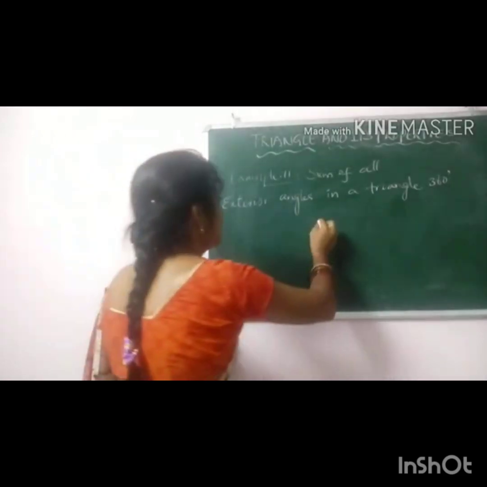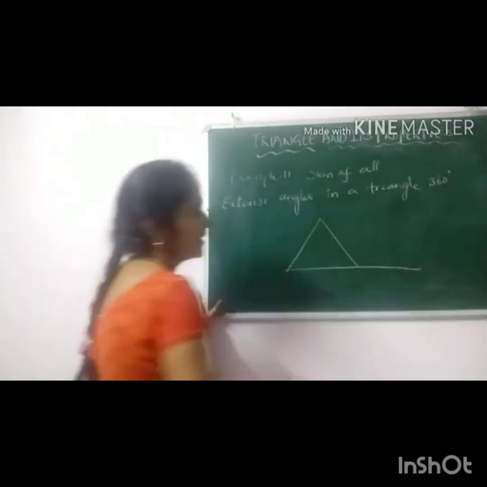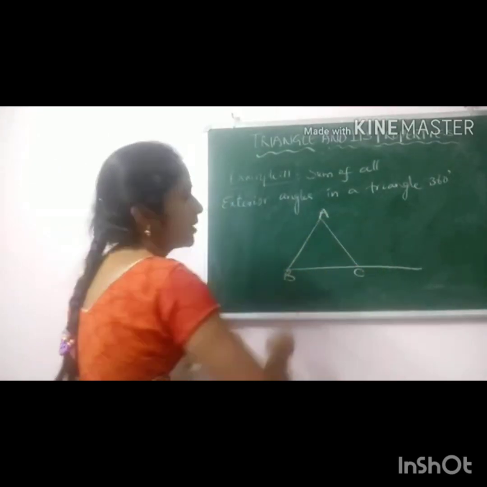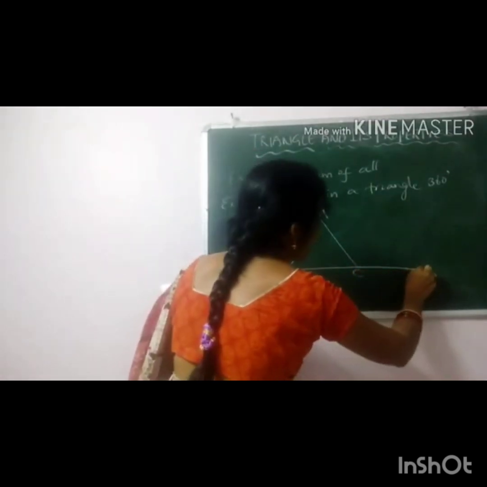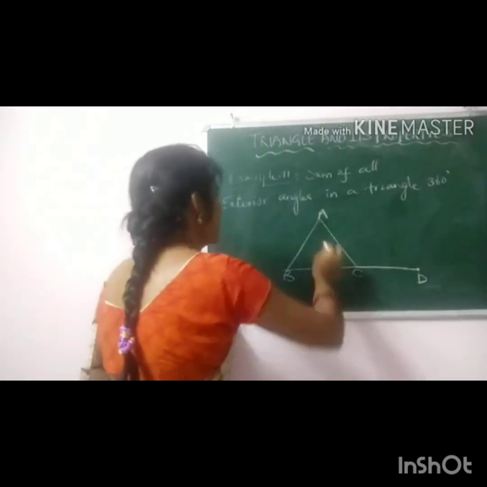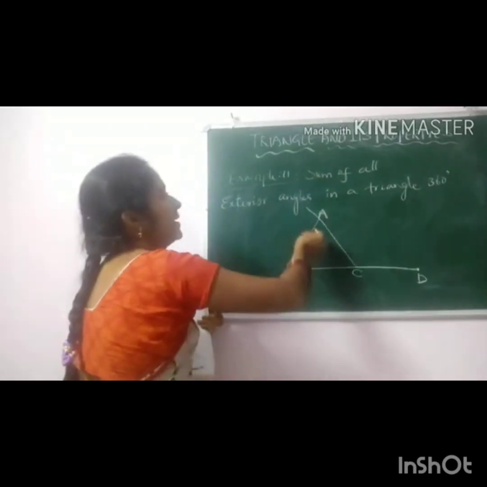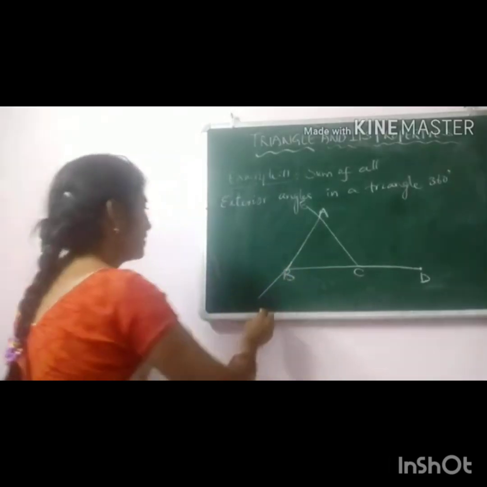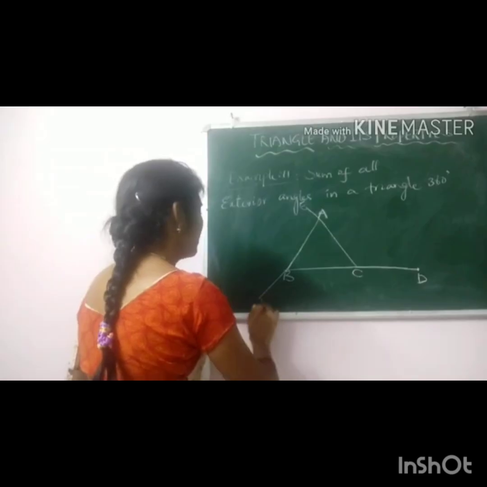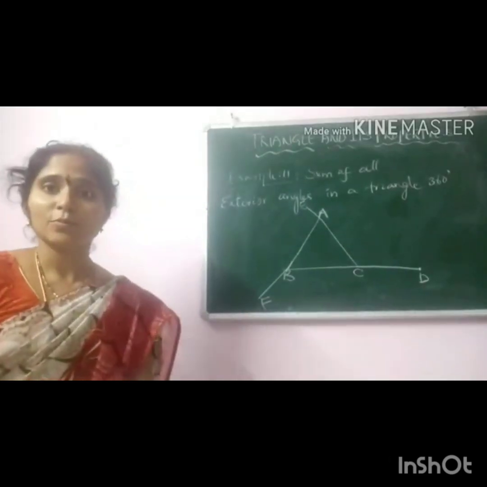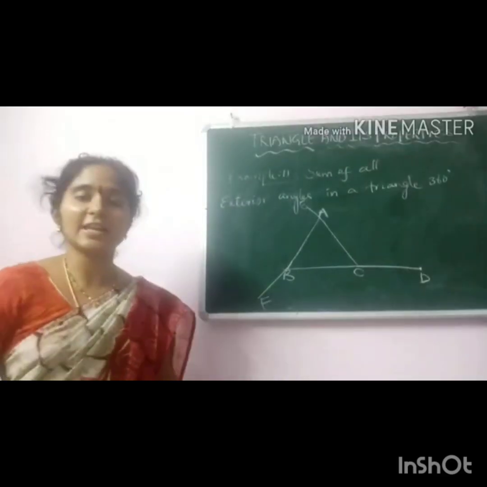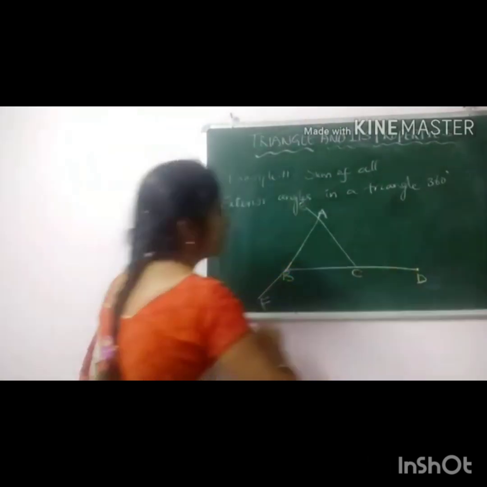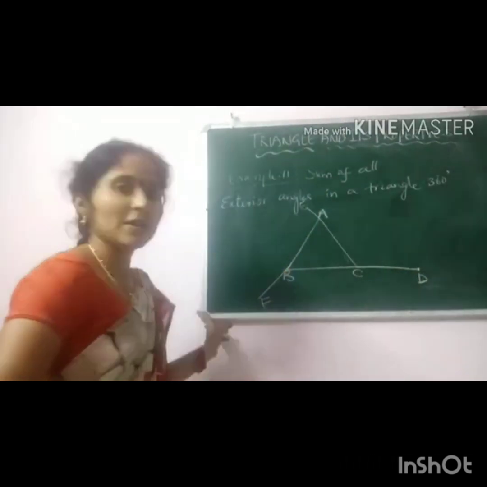let us take a triangle and name it A, B, C. Now I produced C up to D, and I produced A up to E, and B also up to F. So for the proof, I produced BC line segment, AC line segment and AB line segment.